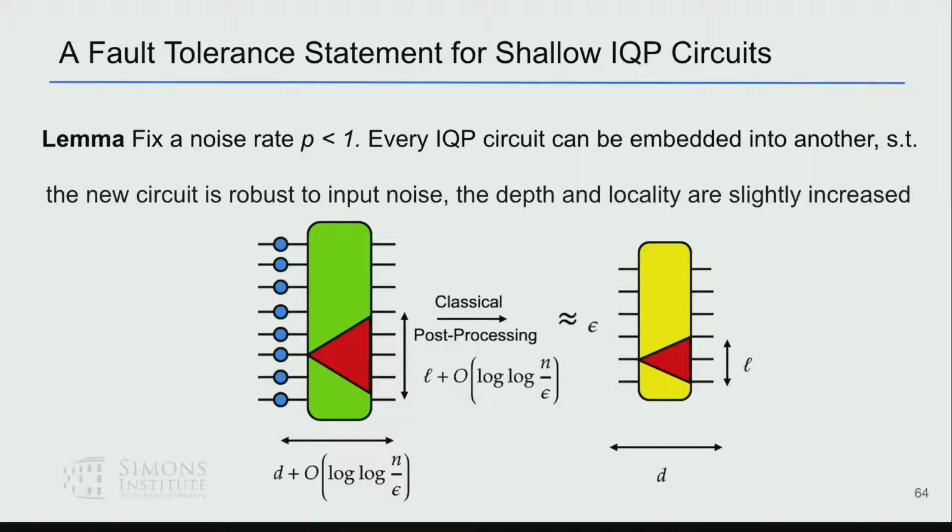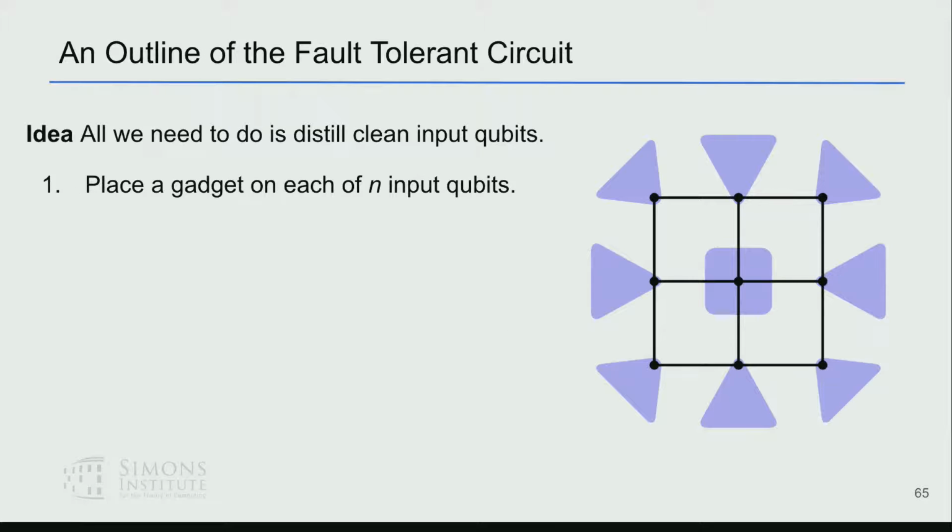Great. So what do these fault-tolerant circuits look like? To begin with a very, very pictographic outline of what they look like, the starting point is really to notice that we only care about input errors. So somehow, fault tolerance is all about distilling very clean input qubits to the circuit. To do so, we're going to design a carefully tailored gadget, and we're going to place this gadget on each of the n input qubits of the circuit.